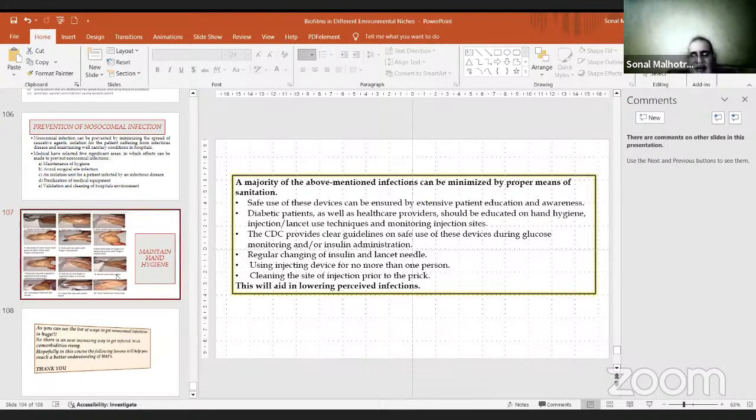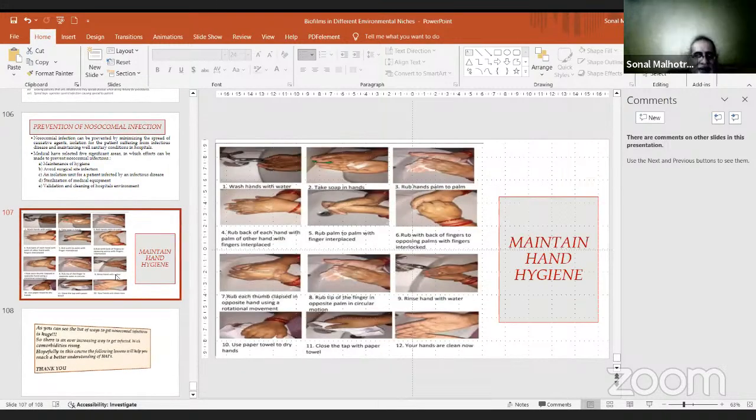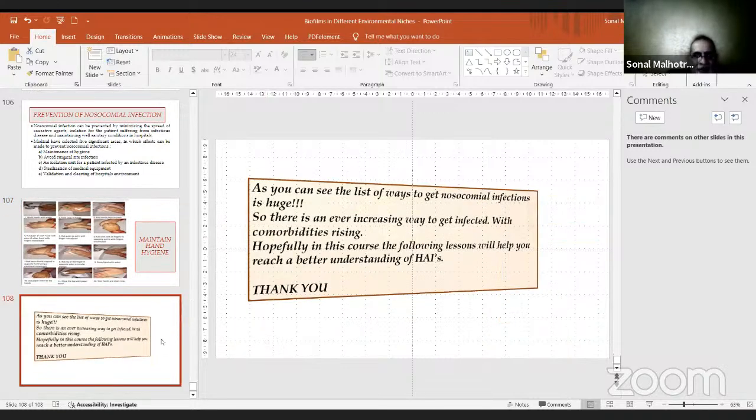So this is a slide on proper hand washing. I won't go through the slide, but I'm pretty sure most of the people here would know exactly how to do hand washing procedures very well. As you can see, there's a list of ways to get nosocomial infection. It's huge. So there's an ever increasing number of ways to get infected.